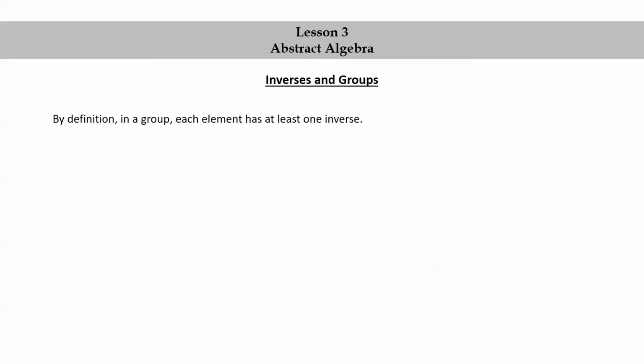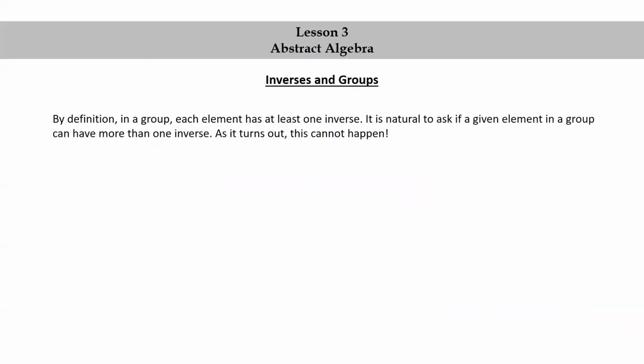By definition, in a group, each element has at least one inverse. It is natural to ask if a given element in a group can have more than one inverse. As it turns out, this cannot happen.